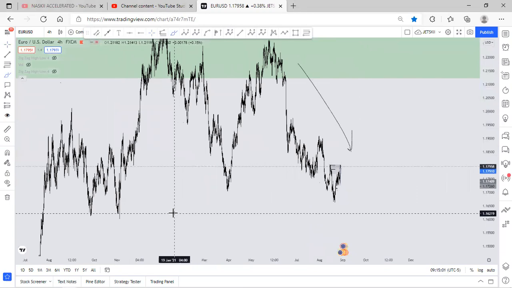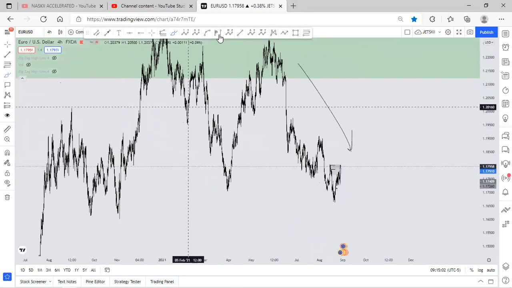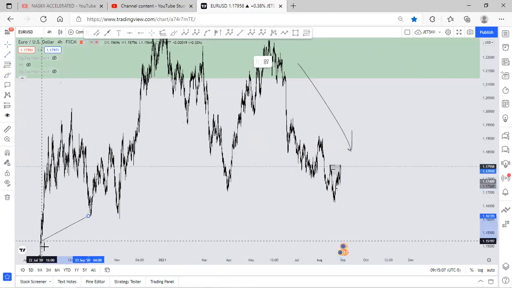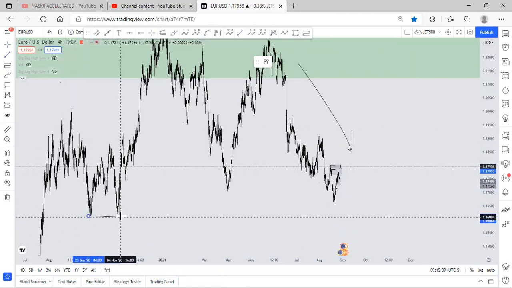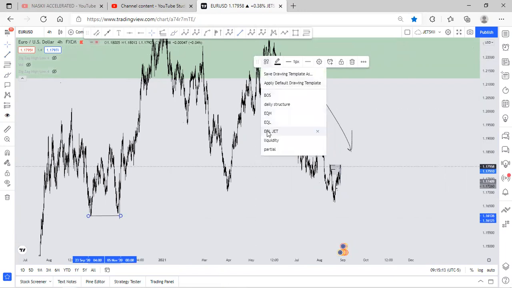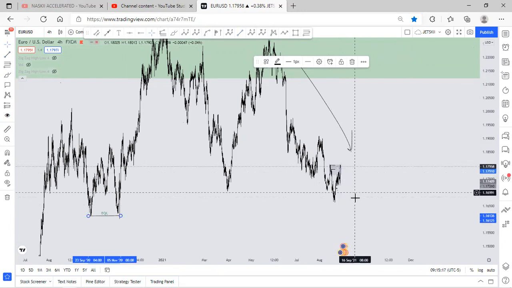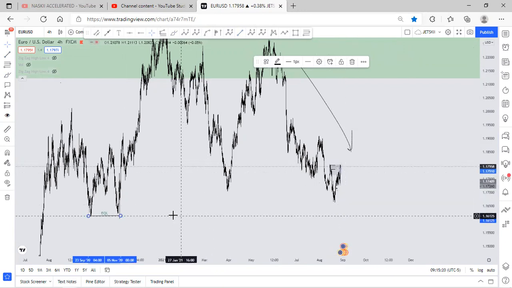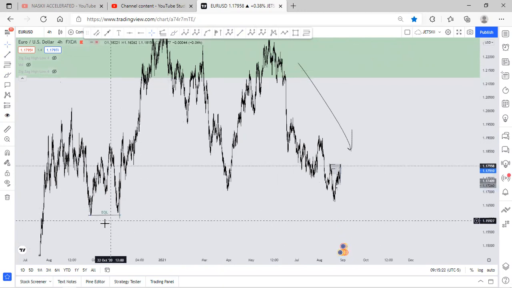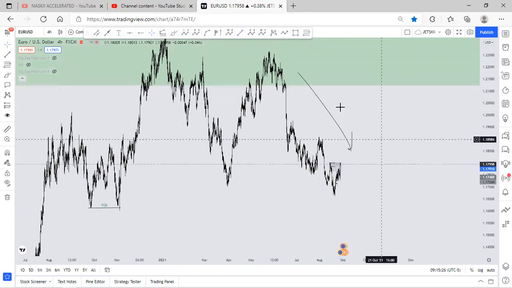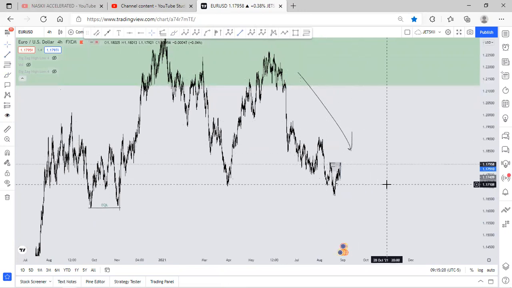And long term, I still have this sell stop liquidity. I have equal lows at these areas. So I believe the market needs to come and trade below this area here. And again, I see we are still bearish now.